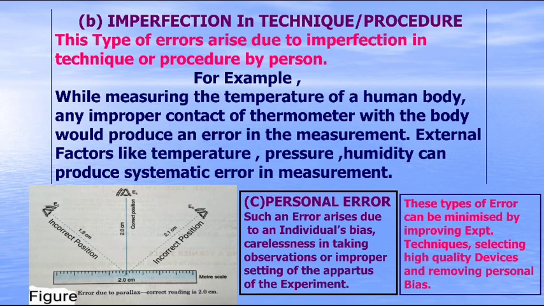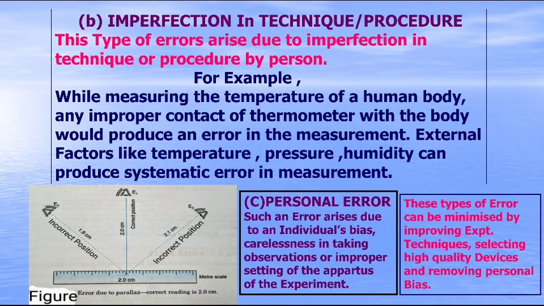In the same way, another example is error due to parallax. The correct reading is 2 centimeter. When you hold the scale and your eye is perpendicular, in the straight direction, then you get the exact, correct reading of 2 centimeter. But if your position is not proper, then you will get the incorrect reading which is given in the figure.